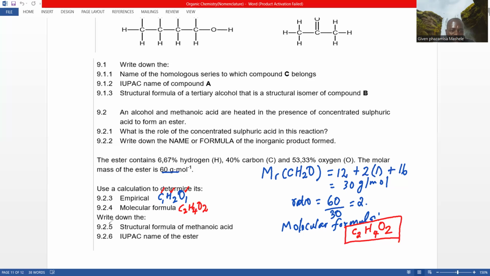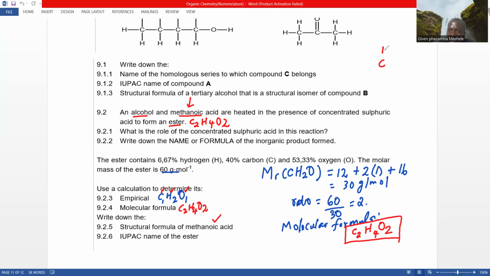And now the next question says, write down the structural formula of methanoic acid. Remember, we are told that an alcohol and methanoic acid were heated in the presence of concentrated acid to give the ester. Already we know the ester, it's C2H4O2. Now, what is the structural formula of methanoic acid?